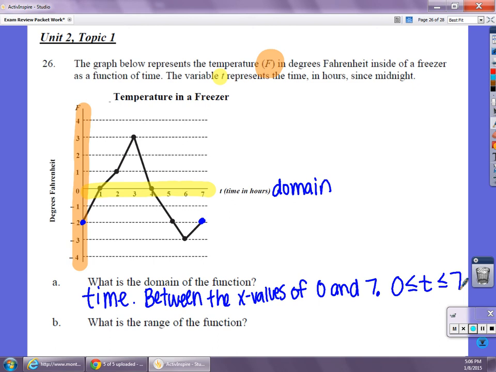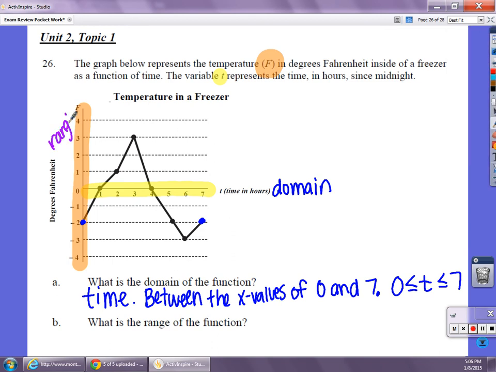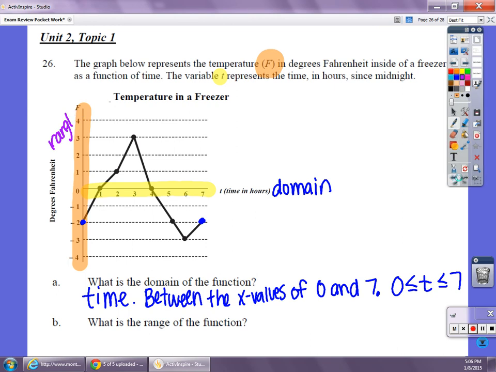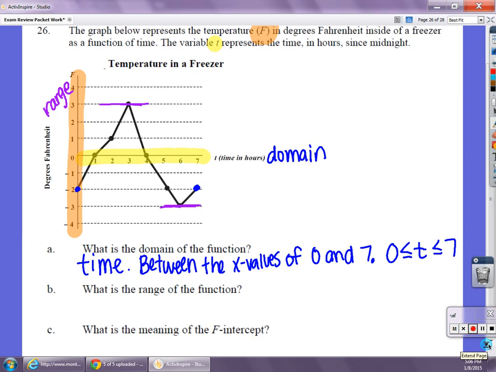Okay. What is the range of the function? The range is on our vertical axis here. So here are our range values. We need to identify vertically the maximum and minimum of this function. We know that the range is degrees Fahrenheit.